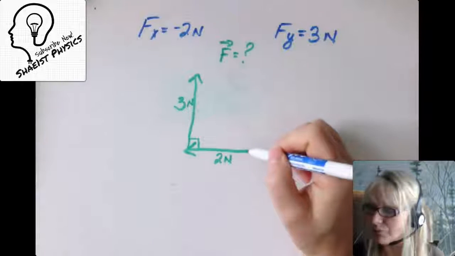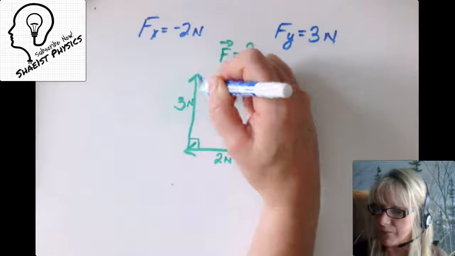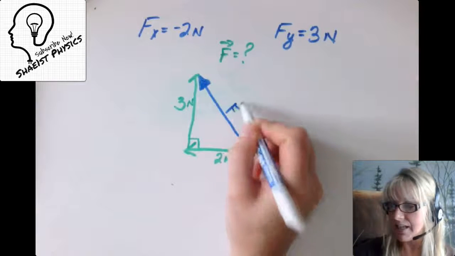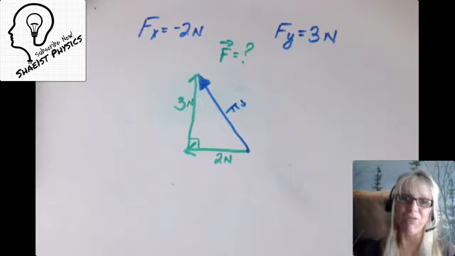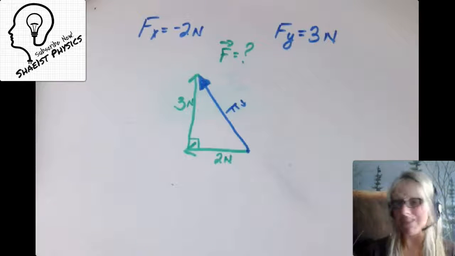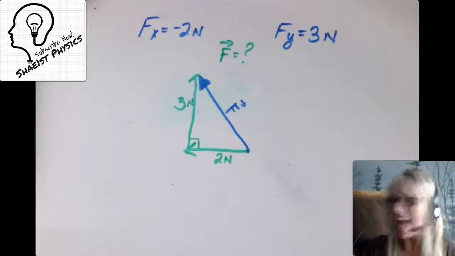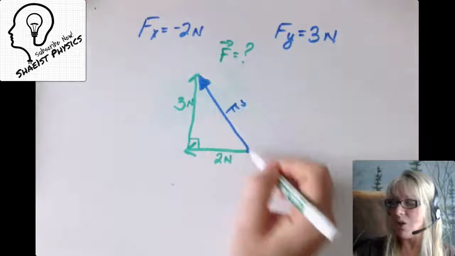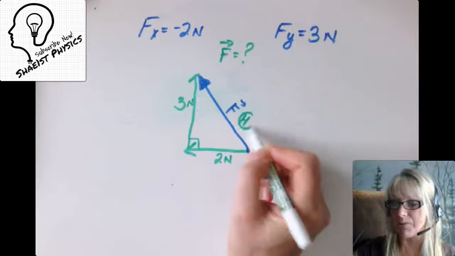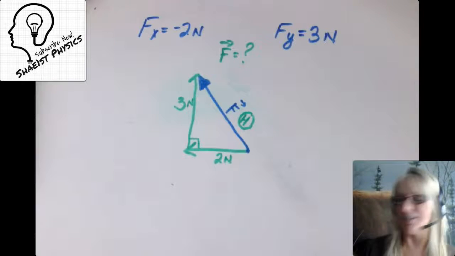Now that resultant force is going to go from the tail of my first vector to the head of my last vector, and this is the force that I'm looking for. Let's find the magnitude first. We're going to reach into our old bag of tricks, and I'm going to say, hey, that's a right triangle. I can do so much with a right triangle. I'm going to start by finding what this length of the hypotenuse is, and I know this is the hypotenuse because it's across from my 90-degree angle, and it is the longest side.